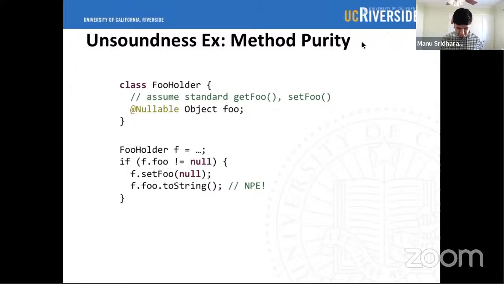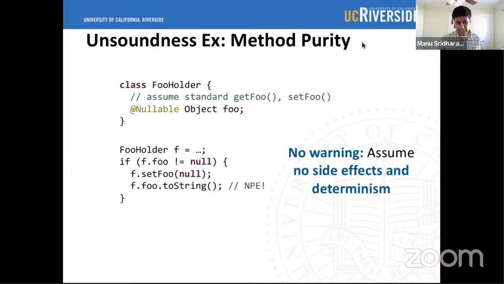Okay, so this is buggy code, but our tool is not going to emit a warning here. And the reason is that we assume that this setFoo method is pure. So we unsoundly assume that it's not going to have side effects and it'll act deterministically. So clearly this is unsound for examples like these, but we found that in practice, this kind of code occurs very rarely. It was just not at all a cause of the real world null pointer exceptions that we were seeing in the field for our apps.